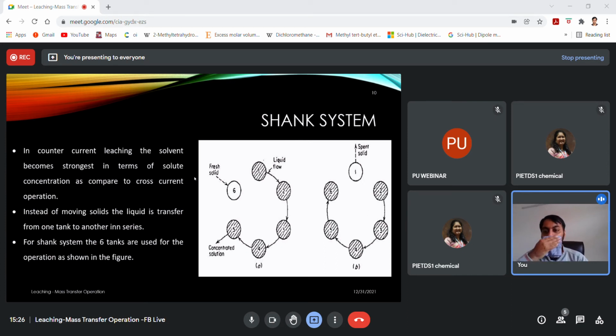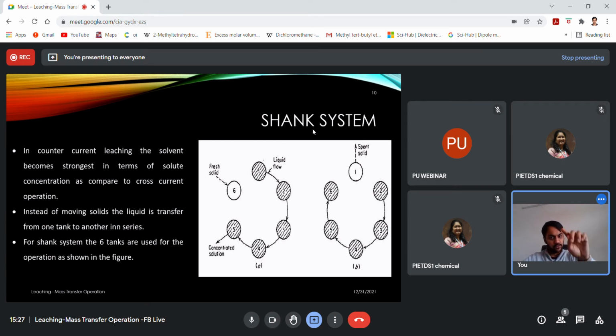So what happens? In counter current leaching operation, the solvent becomes strongest in terms of solute as compared to cross current operation. Counter current has higher efficiency than the cross current operation, right? So instead of moving the solid, the liquid is transferred. The very first point to understand is that in all 6 tanks, the solid will remain there only. Only liquid is passed from one tank to the second tank to the third tank, and so on. We studied that in detail.